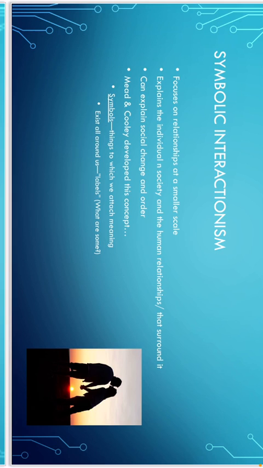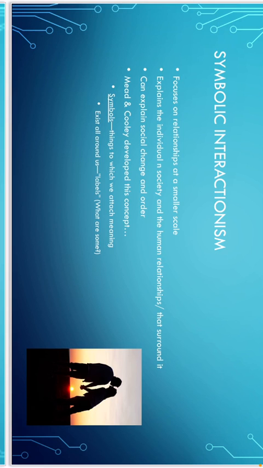Symbolic interactionists focus on much smaller scale things, micro, which we'll talk about later on down the road here. But understand, we're looking at those very intimate kinds of relationships. So not necessarily the larger picture, like a society end of it, but we're looking at those individual relationships that surround us on a day-to-day basis. Your friendships, your relationships with significant others, parents, whatever. They all can help us explain why things change and why people behave in the way that they do.